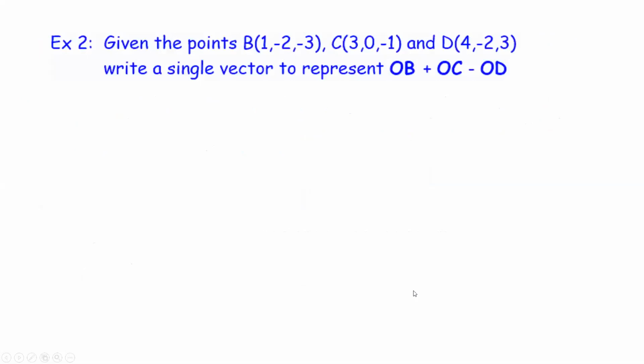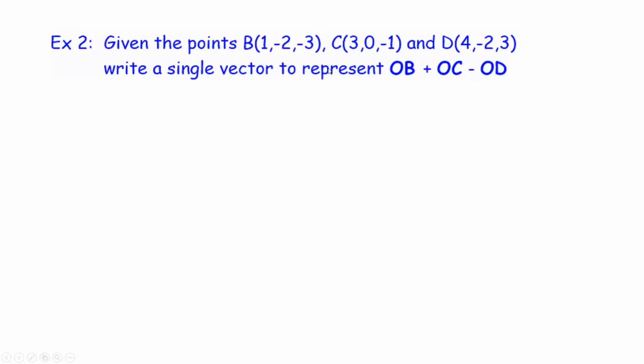Now, it's useful to have it in the standard basis form if you had something like this to do. We're given 3 points, right? There's a B, a C, and a D. Each of these points has components, and you can see the components on the screen. I'm asking you to write a single vector to represent the sum of OB and OC, and then you subtract from that the OD vector. Remember, all of these can be represented as position vectors, right? Because OB is a position vector, OC is a position vector, and OD is a position vector.